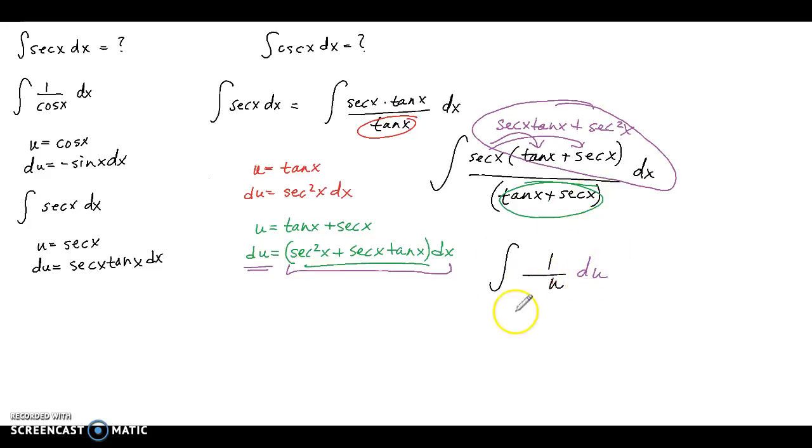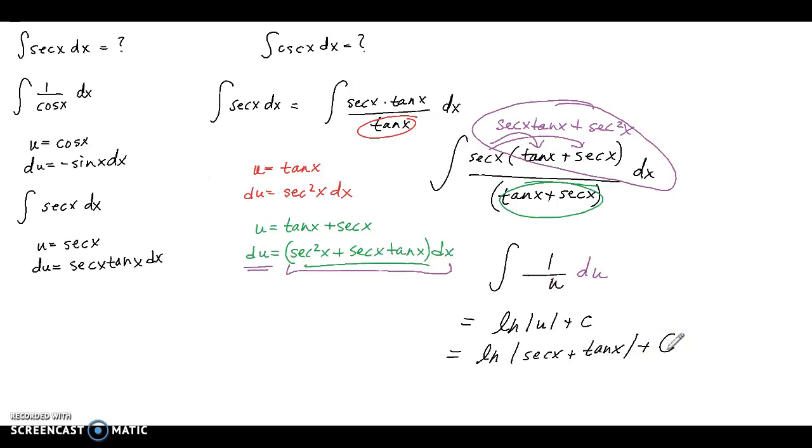So I have this beautiful scenario where I have 1 over u du, where I know that the antiderivative of 1 over u is ln of absolute value of u. So I'm going to end up with an integral that's ln absolute value of u plus c. And in this case, it's ln of secant x plus tan x, or tan x plus secant x. Addition doesn't matter, it's commutative. So there's our first one.